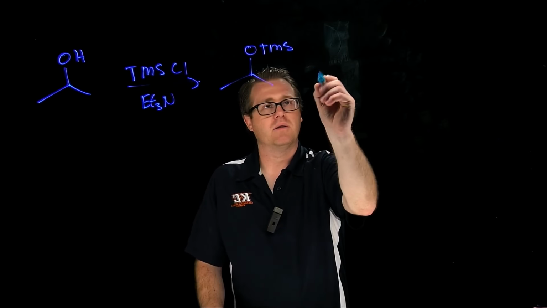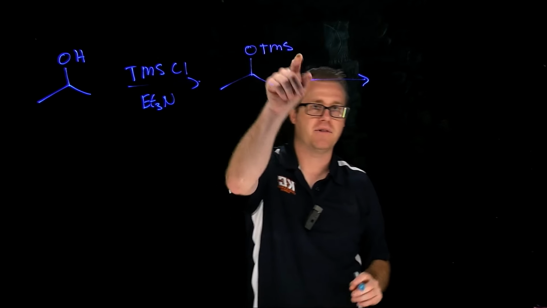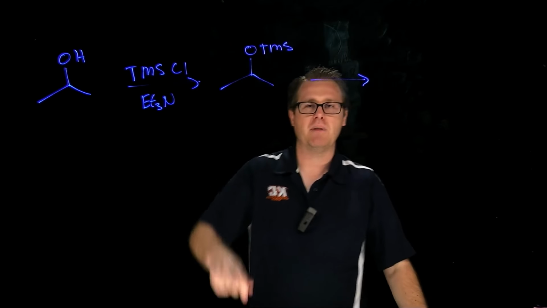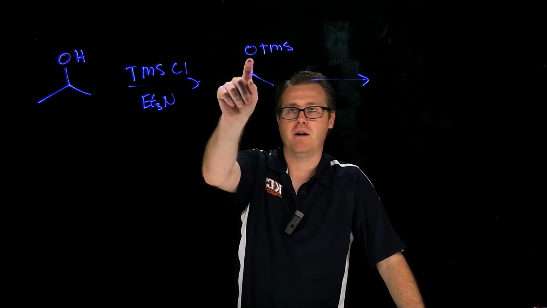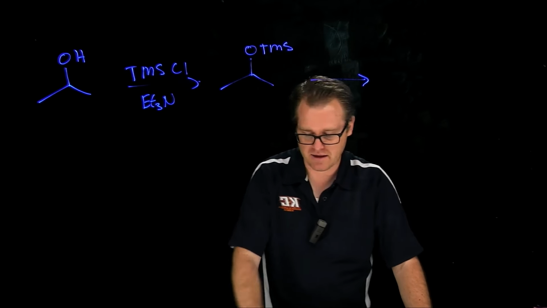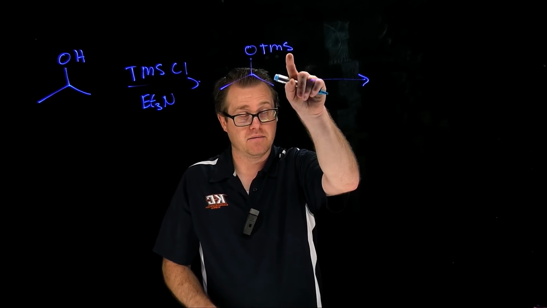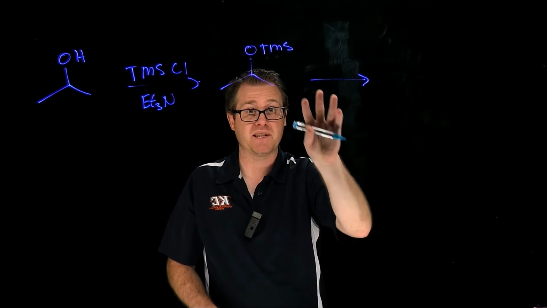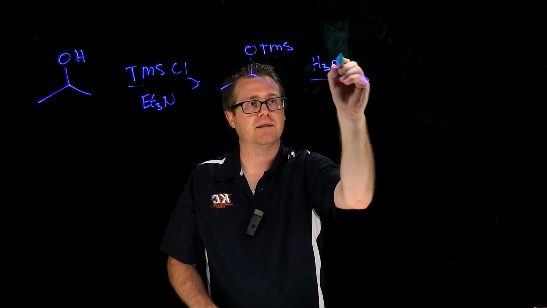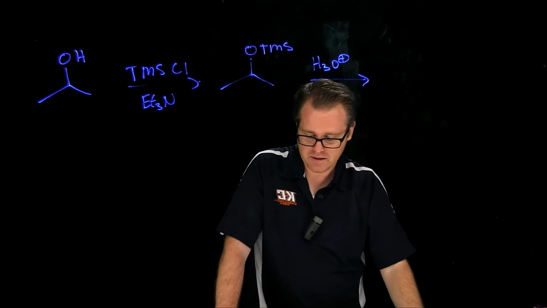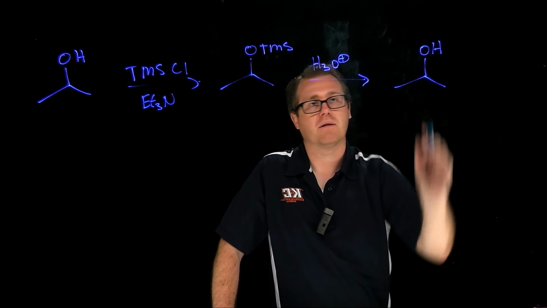And now, just for kicks and giggles so we can show you how to do it, let's take off the TMS. I'm not going to do additional reactions. I'm just going to say, okay, put it on, take it off, so you can see what that looks like. So how do we take it off? With TMS, these conditions are specific for TMS. You could treat it just with some acid, okay? And then that would give us our alcohol. Just pops it off.